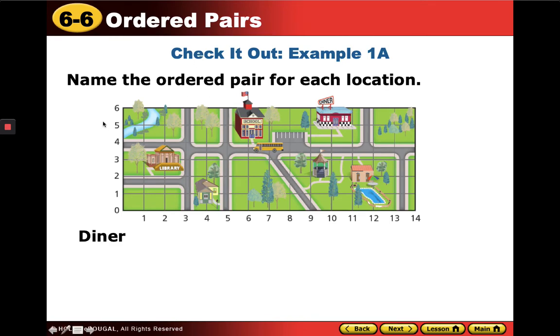Let's name the ordered pairs for each location. Where's Tasch's gym workout facility? I don't see it. Oh, maybe it's there. I can run laps around there. The diner. To get to the diner. Where's the diner? There it is.